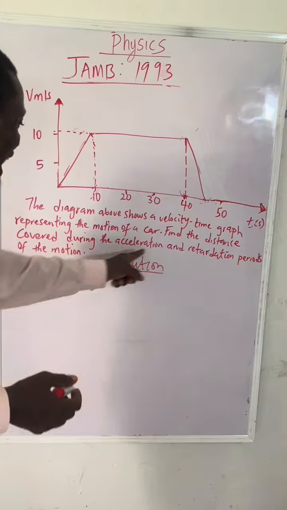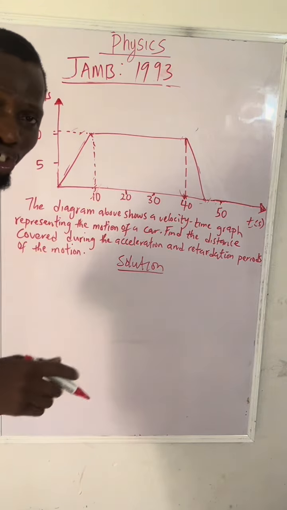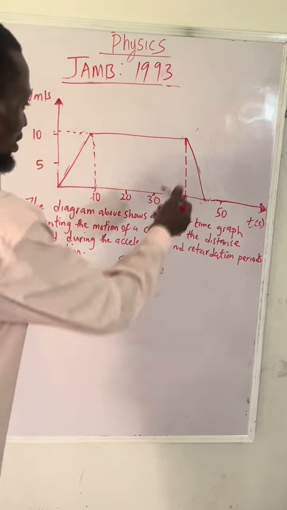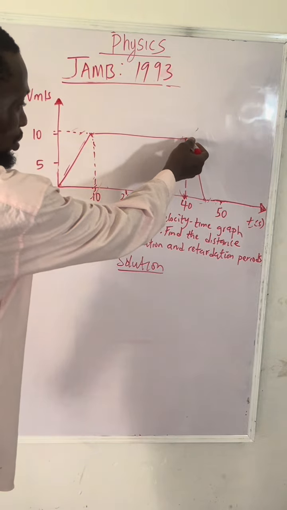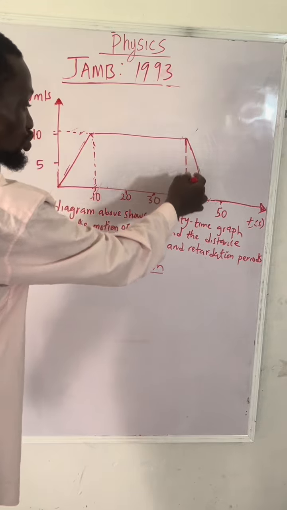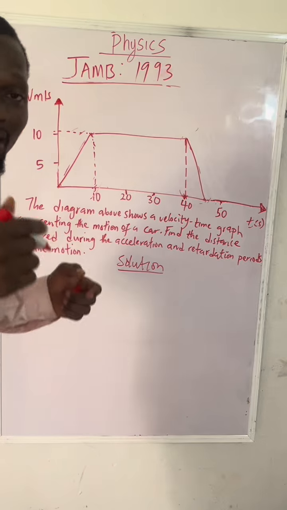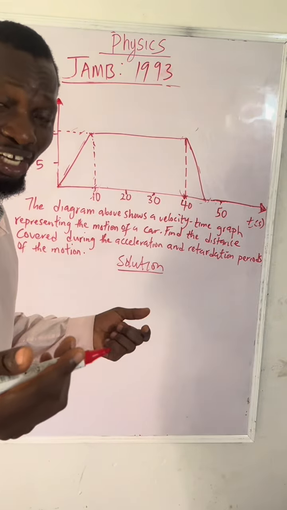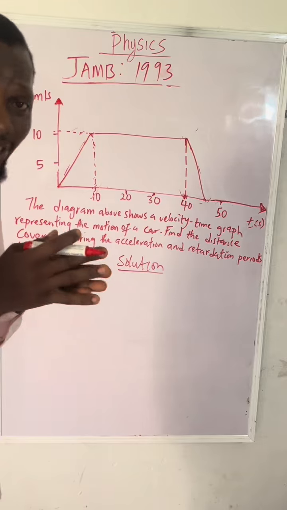Now, the retardation. Here's the retardation period. Now, look at this line like this, from where the car comes to rest. This is the retardation period. So the area of this triangle here will give the distance traveled during the retardation period. Then you can add the two together.